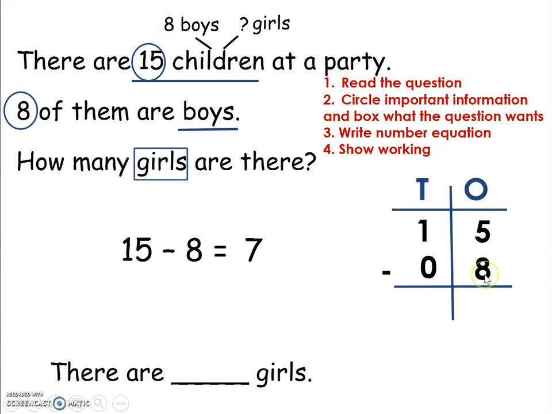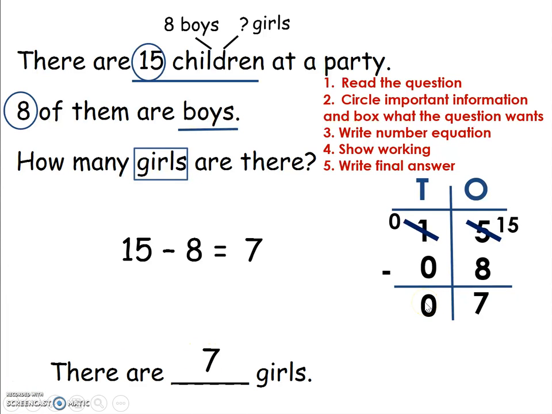Can 5 take away 8? No, I can't. So what must I do? I must regroup. So I need to regroup from the 10s. I need to take 1 ten from here, giving me 0 tens now. And I regroup it over here, which means this will give me 15. So 15 take away 8 is 7 ones and 0 tens. So my answer is 7. Step 5, we need to write our final answer here, which is 7.